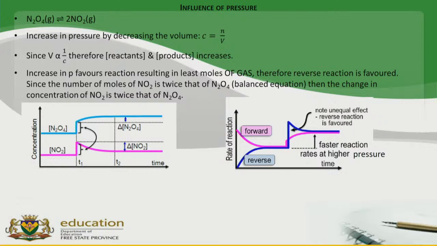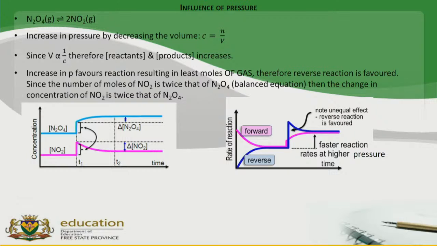Now, what happened? You increase the pressure by decreasing the volume. Remember, when you increase the pressure by decreasing the volume, what happened to the concentration? The concentration of both the substances increased. So what do you know about the relationship between rate and concentration? You know that when the concentration increases, the rate of the reaction increases, meaning the rate of both the reactions will increase. Now, you go back to Le Chatelier, you say, an increase in pressure favors the reaction that leads to the least number of moles of gas, which is the reverse reaction. It means the rate of the reverse reaction increases more.